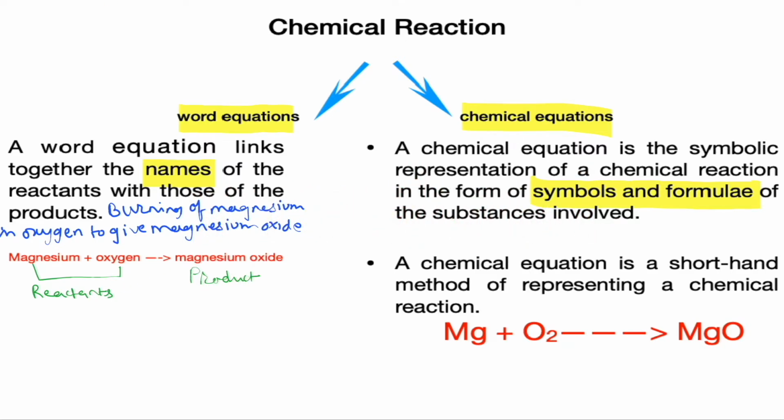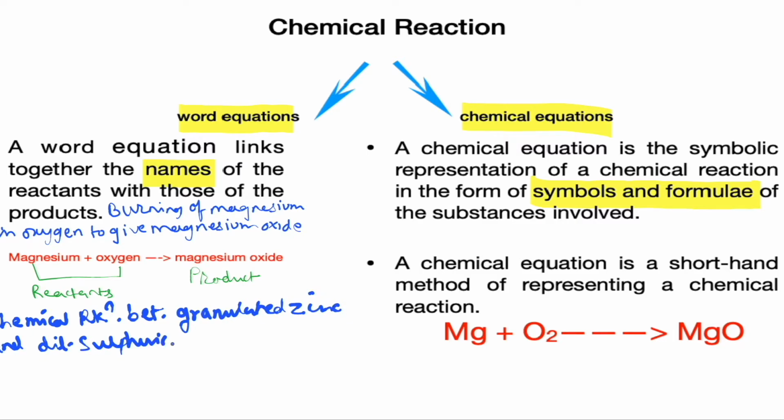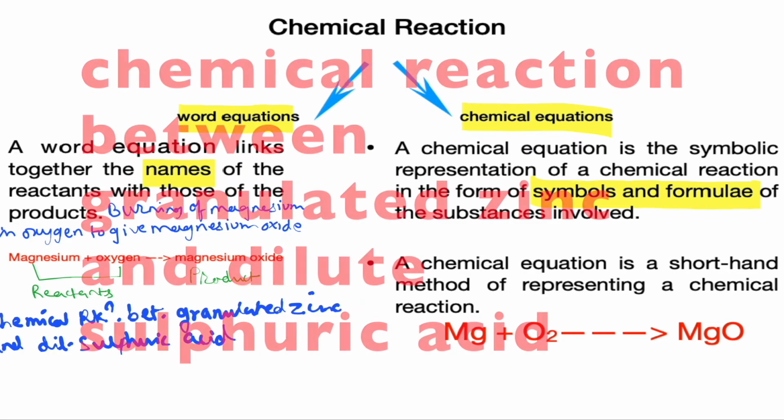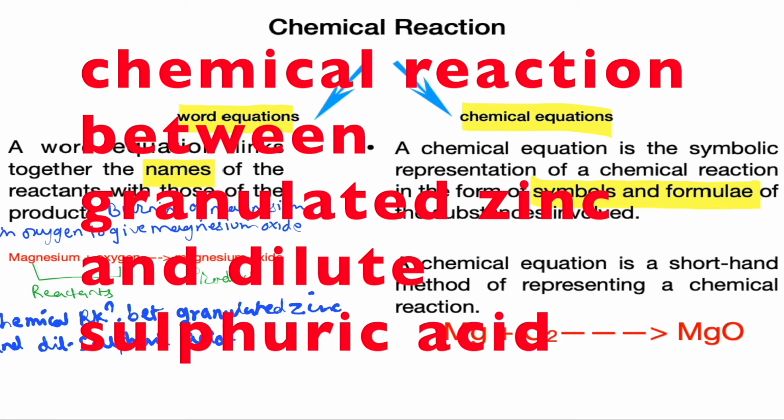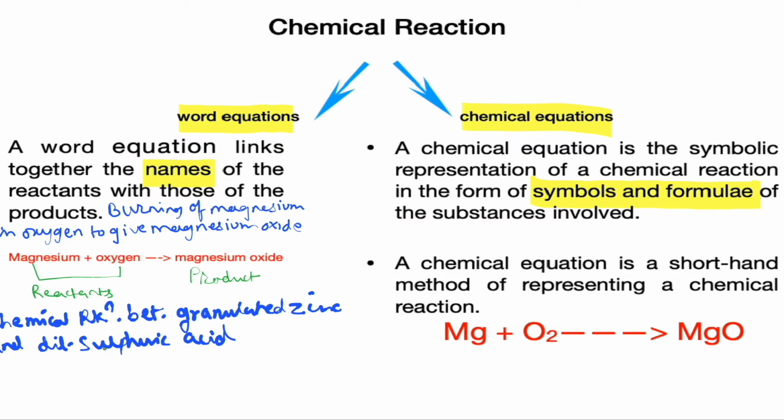Now let us take another example. Suppose I say chemical reaction between granulated zinc and dilute sulfuric acid. Now children, see, this is the activity 1.3 given in our NCERT, which again I'll explain in another slide in detail. But just look at the description of the reaction.